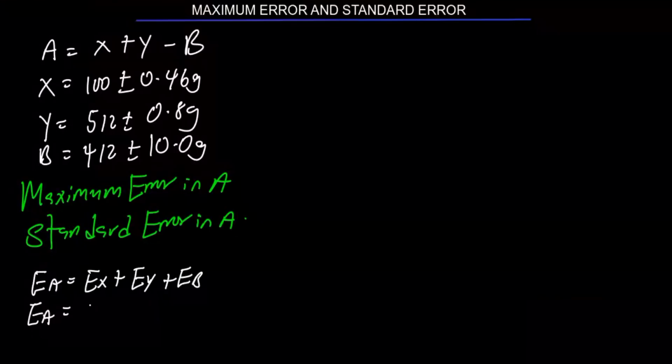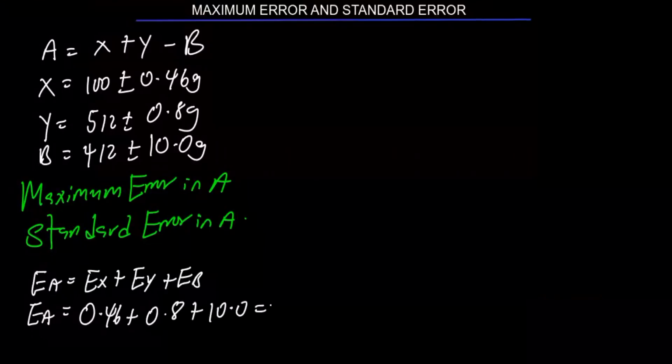So let's go. What's my error in x? 0.46. What's my error in y? 0.8. What's my error in b? 10.0. So I'll add everything here together. And what will I have? 0.46, 0.8, 10.0. That will give me 11.3 gram. And that is it. Now, there's something I want to tell you. This is the error in A, the maximum error in A, and we are done.